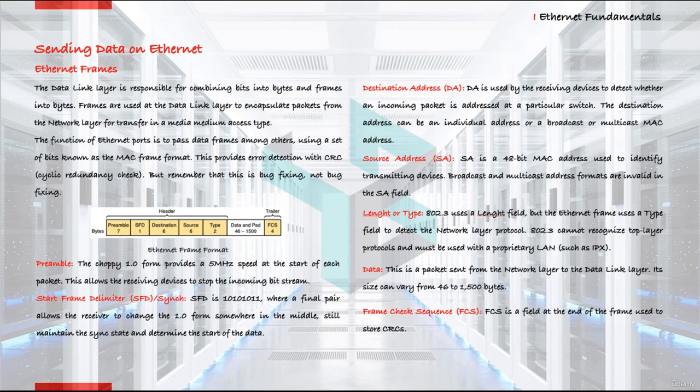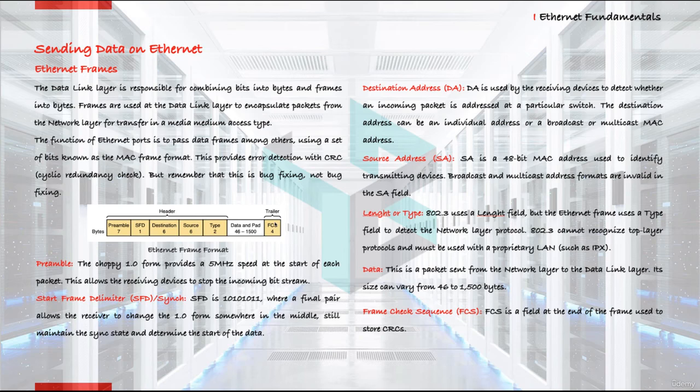Now let's examine the Ethernet format here. What you see in white is the data from the network layer. It takes the data from the network layer and puts it into a frame, an Ethernet frame, and adds a header at the front and a trailer at the end. That is, it creates the Ethernet frame format by encapsulating the data packet.